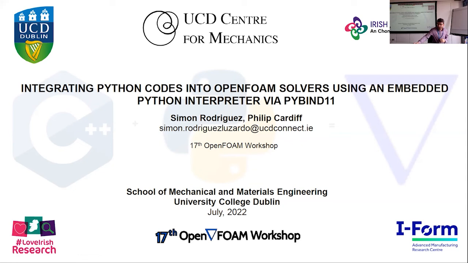I just want to know where the Python script that you're executing lies, relative to your case. Does it lie in the case directory, or is there somewhere else it needs to go? And also, I'm presuming that this allows you to change your Python code without having to change your C++ code, so you don't have to recompile every single time.